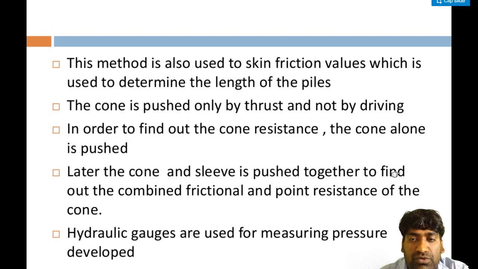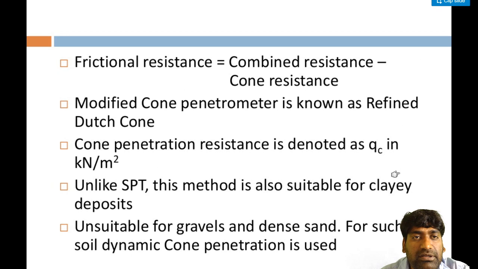Hydraulic gauges are used for measuring the pressure developed. Frictional resistance equals combined resistance minus cone resistance. The modified cone penetrometer is known as the refined Dutch cone. Cone penetration resistance is denoted as qc in kilonewton per meter square. Unlike SPT, this method is also suitable for clay deposits, but unsuitable for gravels and dense sand. For such soils, dynamic penetration is used.